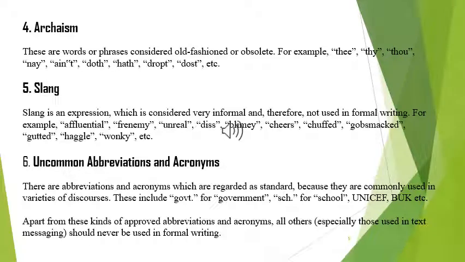The next thing you should avoid are uncommon abbreviations or acronyms. So there are abbreviations and acronyms which are regarded as standard. For example, UNICEF, even BBC, you know, CNN. These are abbreviations that many people already know. And Govt for government, or Sch for school, or Mr for Mister, or Mrs for Missus. So these are common, and at least they will be known.